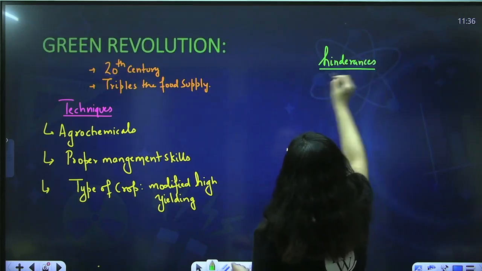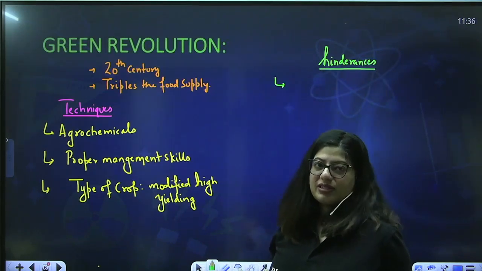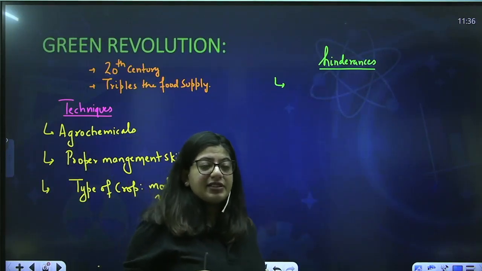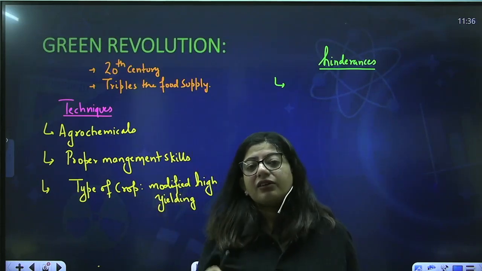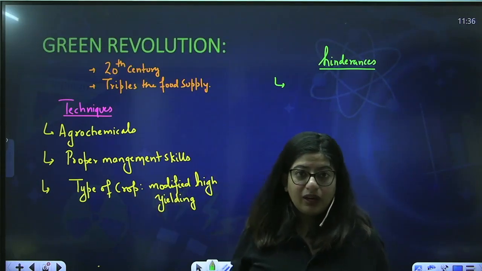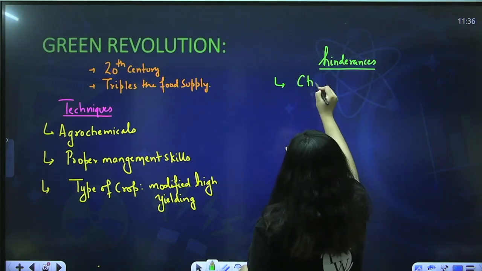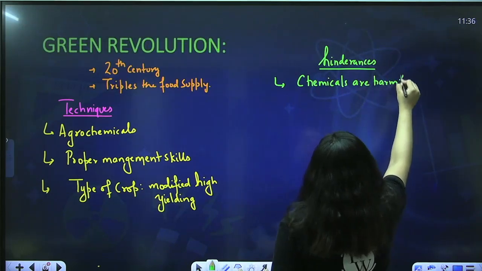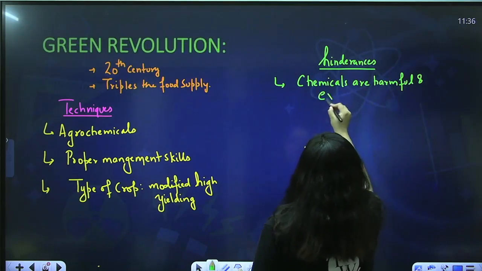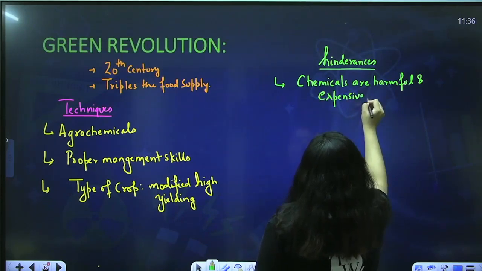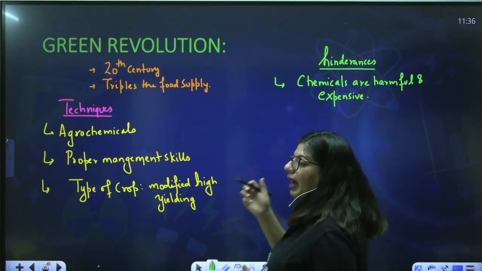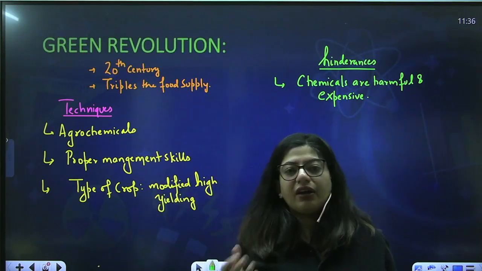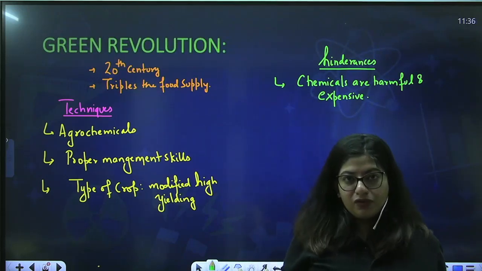Maybe one hindrance you have already guessed: agrochemicals. The chemicals are not good for our environment. They become a part of your food chain. And some chemicals are so harmful that they are the cause of breast cancers in females. So because chemicals are harmful, they are a big no. Another point to note is that chemicals, apart from being harmful, are very expensive. Farmers who don't have a lot of land and are poor cannot afford them, and hence how can they grow enough food, right?